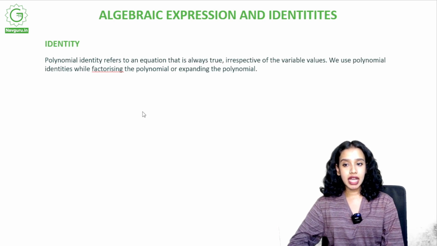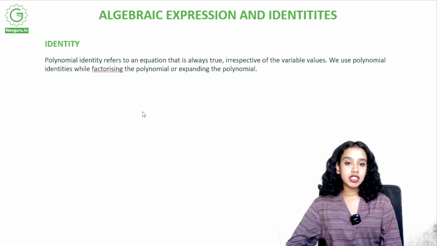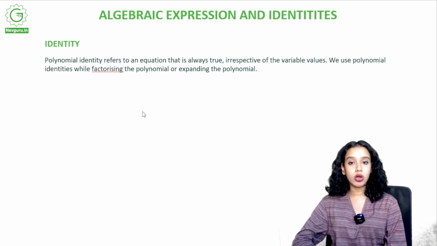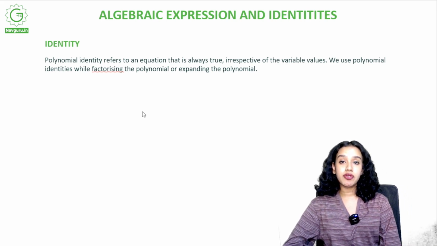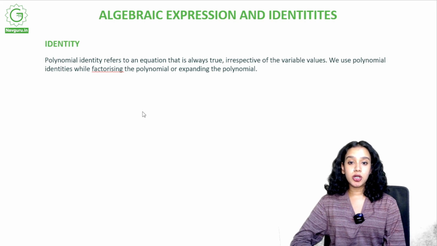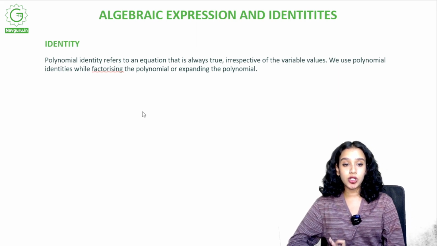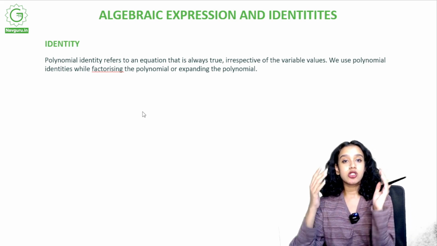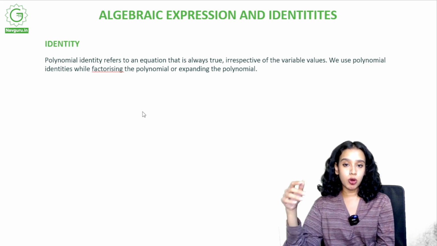Now, let's talk about identities. A polynomial identity refers to an equation that is always true, irrespective of the variable values. We use polynomial identities while factorizing or expanding a polynomial. So, we have different identities in polynomials.